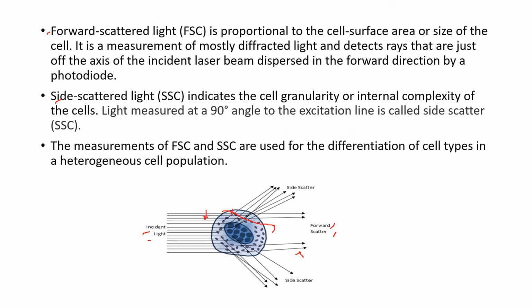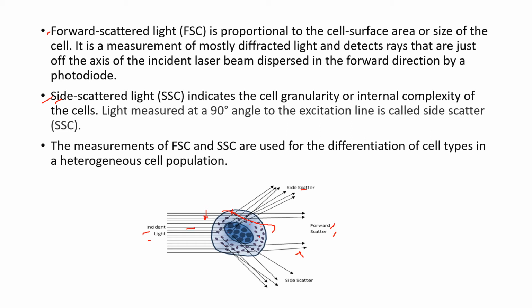Forward scattered light shows the cell size, cell shape and cell volume. As the forward scattered light increases, that means the size of the cell is big. The second one is the side scattered light. There are some granules inside the cells. Some cells have granules and some cells don't. So how many granules there are, and the granule complexity, is determined by the side scattered light.